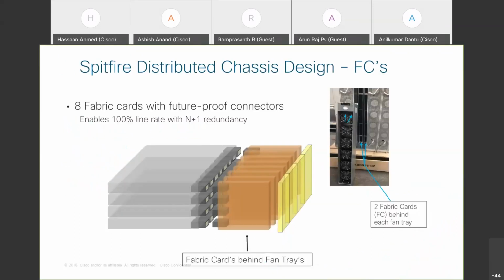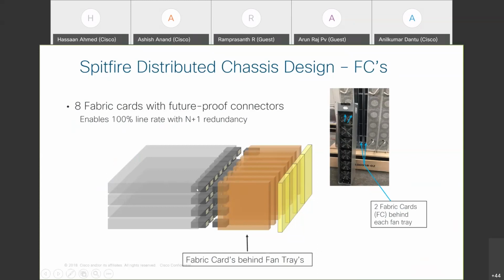Okay. So coming to the fabric card, we can have 8 fabric cards in the Cisco 8000 series router. Your line cards are inserted horizontally on the chassis from the front, while your fabric cards are inserted vertically. To access your fabric card, you need to remove your fan tray. This is the diagram where one of the fan trays is removed, and behind each fan tray you have 2 fabric cards. Your fabrics are inserted vertically, while your line cards on the front are inserted in a horizontal fashion.